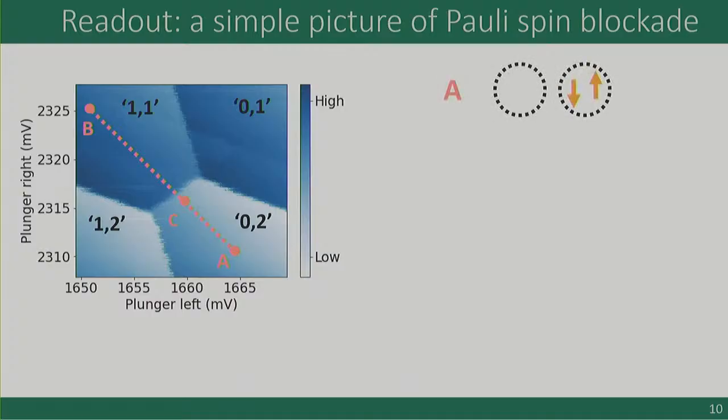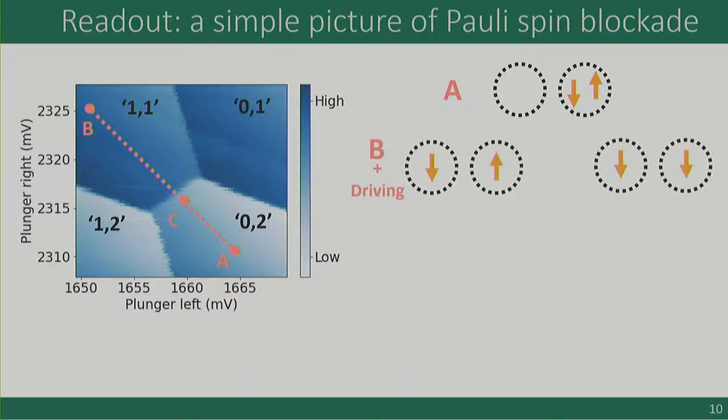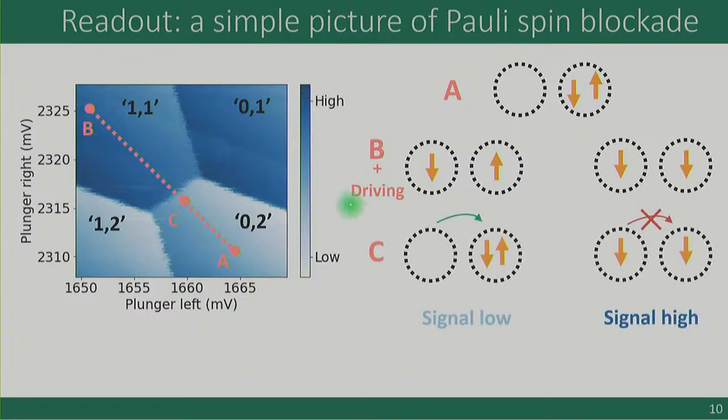We can start in A, so in that point over there with 0 spins in one dot and 2 spins on the other dot. We move to point B in this diagram, and then we apply a driving. Then there are 2 options, that our spins are anti-parallel or that they are parallel after the driving. Then we can go to our readout point, C, and if both spins were anti-parallel, that spin can tunnel into the other quantum dot, and we will get low signal, so that light blue color. If both spins were parallel, this spin cannot tunnel into the other quantum dot because it's spin blocked. That charge state will be 0-2, and we will measure a high signal.